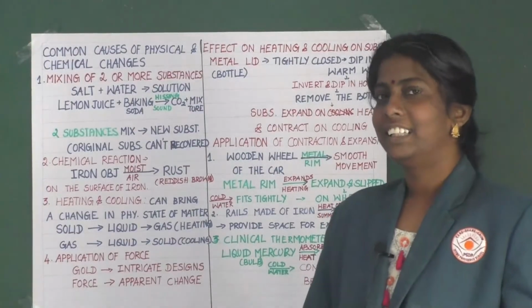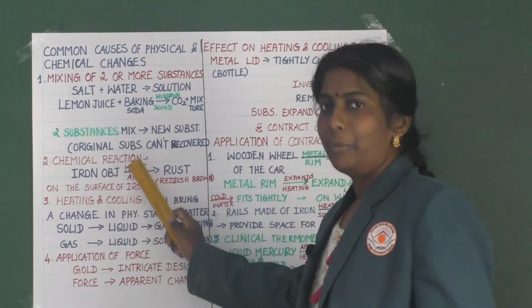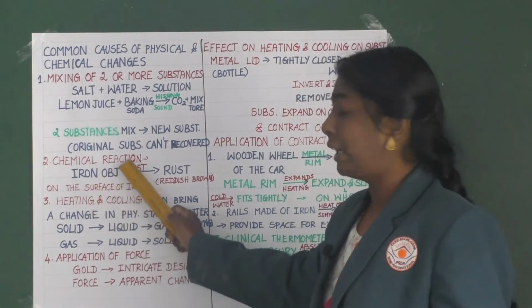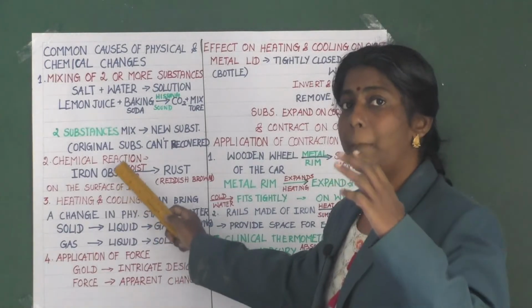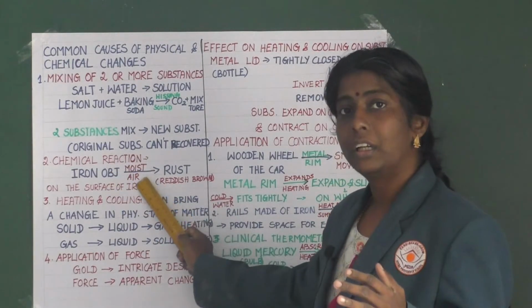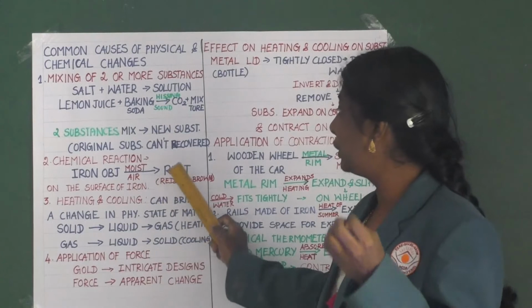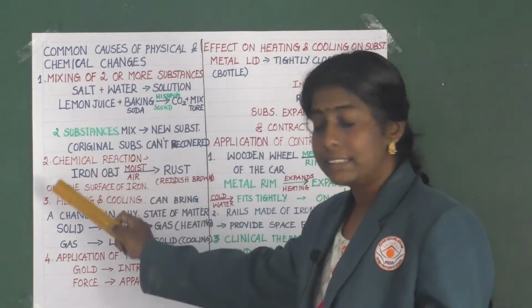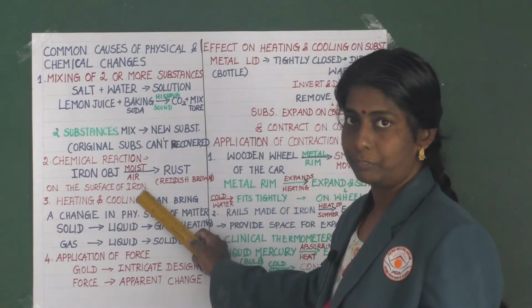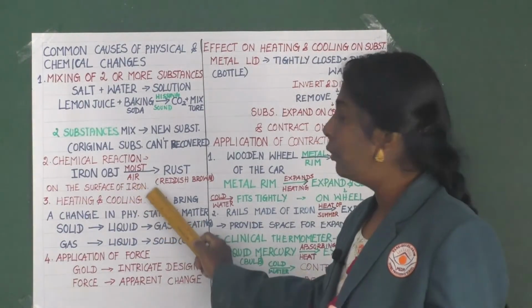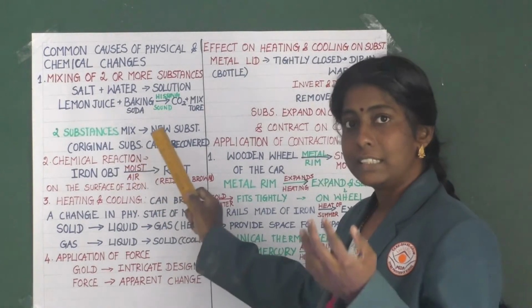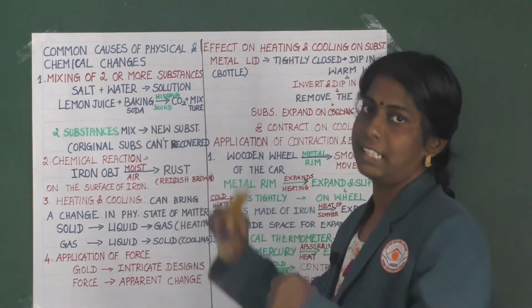Yes, children. Now about chemical reaction. When iron objects are exposed to moist air, you can see a reddish brown layer, that is rust, on the surface of iron. Okay. So the chemical reaction is the cause of this change.